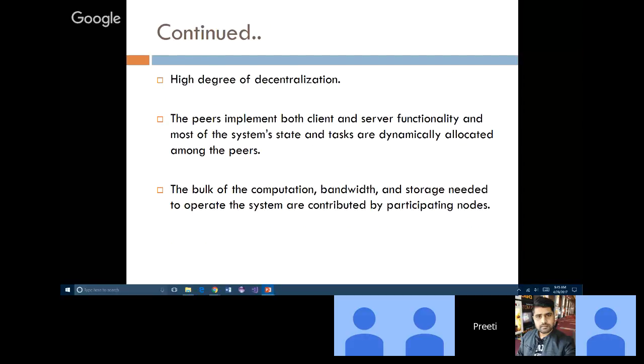There is a high degree of decentralization because each node is very powerful. Each peer is capable of doing the jobs independently. The peers implement both the client and the server functionality, and the tasks are dynamically allocated among the peers as well. Each peer has its own responsibility, and the computing, bandwidth, and storage needed to operate the system are contributed by each participating node.